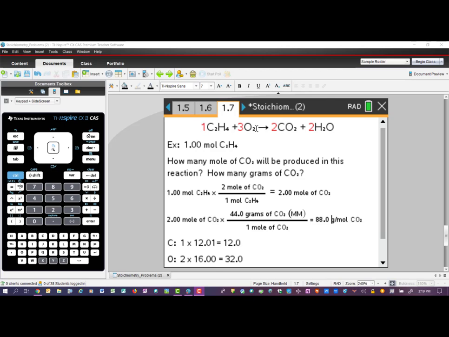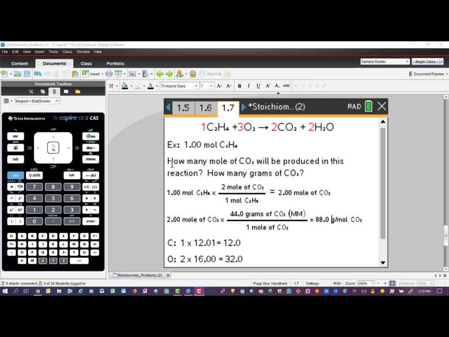So I've taken my balanced equation here. The example we're going to be using is the one that we had on the simulation, so that we can run that same simulation and check our answers. We're going to start with 1 mole of ethene, and we're going to convert to moles and grams of CO2.